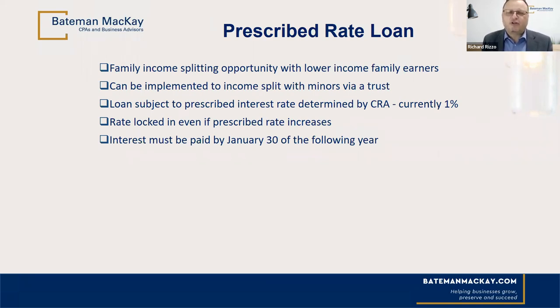And this works nicely. So I implemented this for a client who essentially had two young kids, basically a four-year-old and a six-year-old. And we didn't get the spouse involved because the spouse was earning her own income, so it wasn't worth it. But we created the trust for the minor kids. We created this prescribed rate loan.